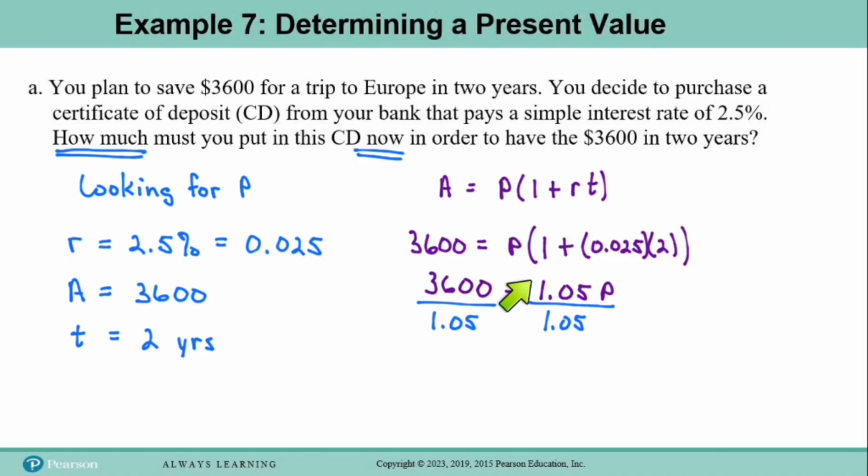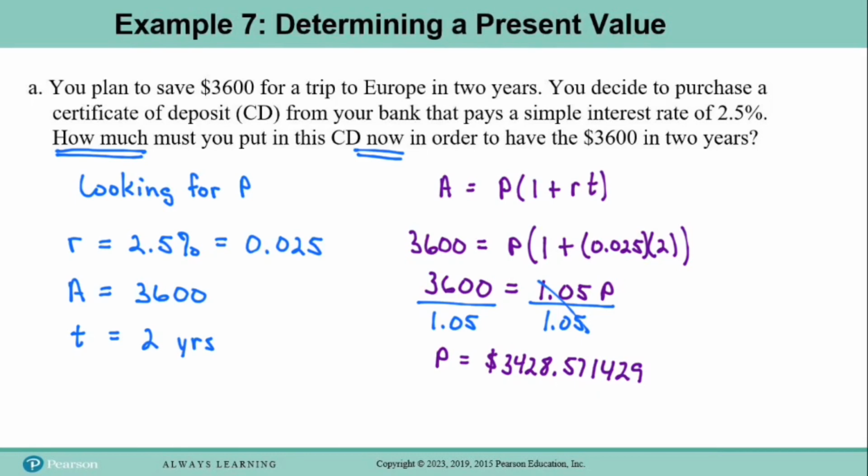And of course, the coefficient cancels from that side and leaves us with P equals 3,600 divided by 1.05, which is this big long number here. It's 3,428 point all of these decimal places. And of course, we will round off to the second decimal place because this is money that we're dealing with.